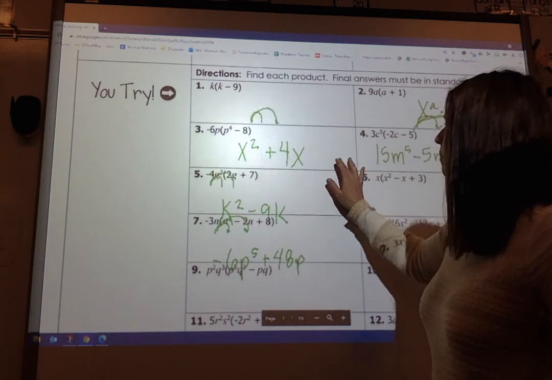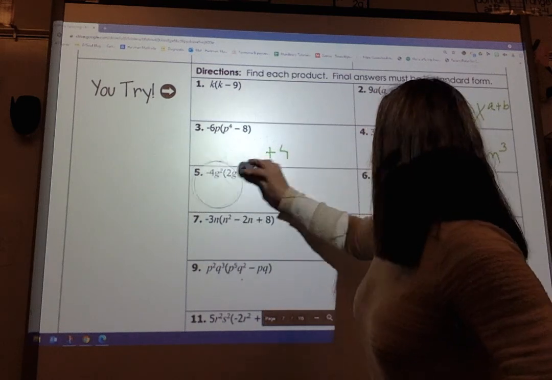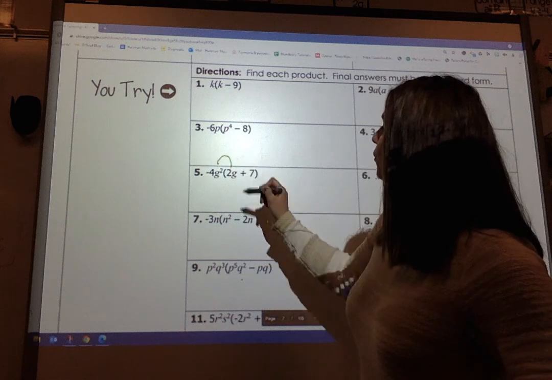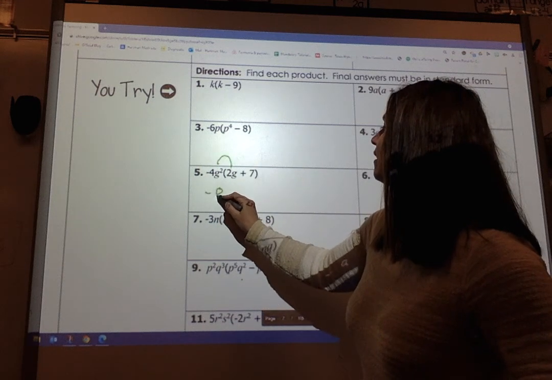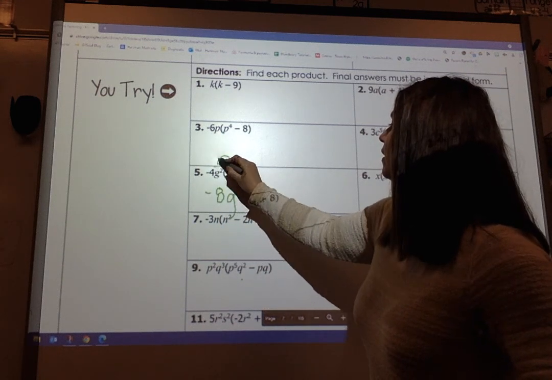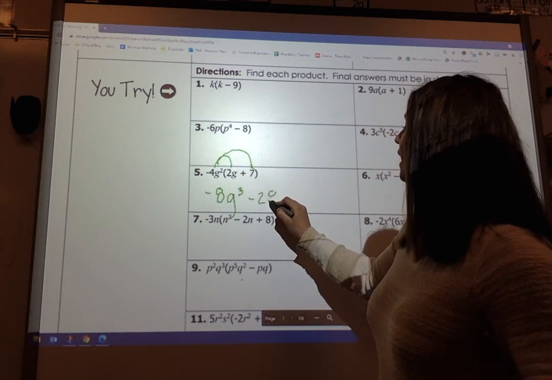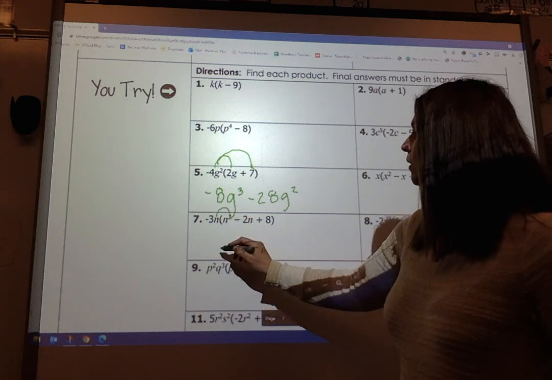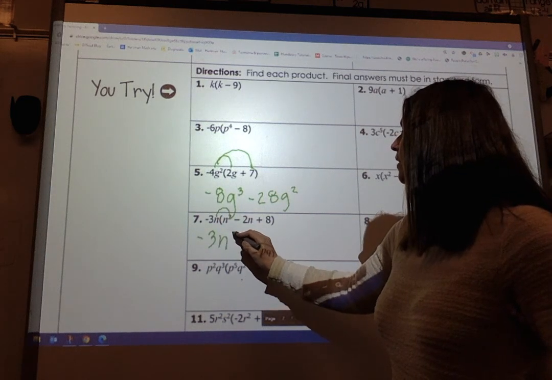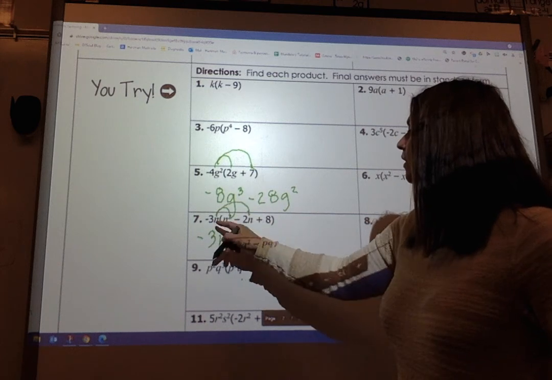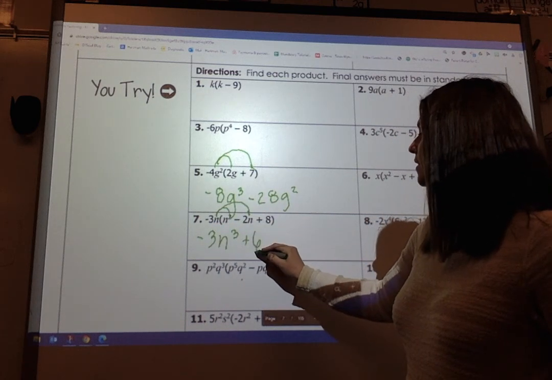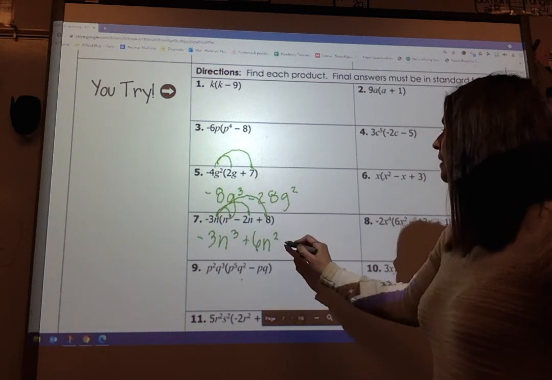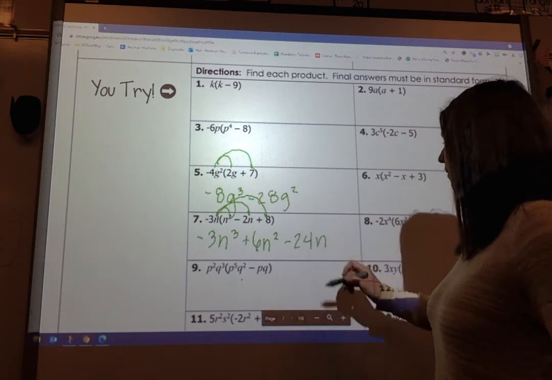Let's move this up. And let's look at number 5. Negative 4g squared times 2g is negative 8g to the third. Negative 28g squared. Number 7, when I distribute, I get negative 3n to the third. When I distribute here, a negative times a negative is a positive 6, and I have 2 n's. And a negative 3n times 8 is negative 24n.